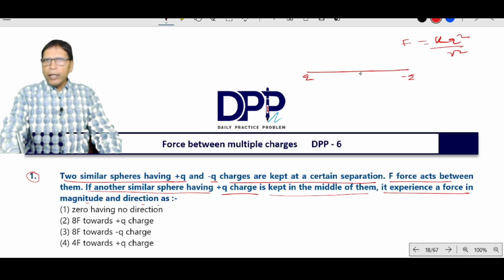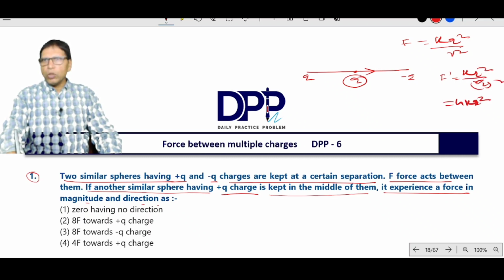No problem. Now another charge q is placed at the middle. This charge is repelled by the plus q charge along this direction by the force F dash equals kq squared by (r by 2) whole squared. So this is 4kq squared by r squared, so this is 4F.